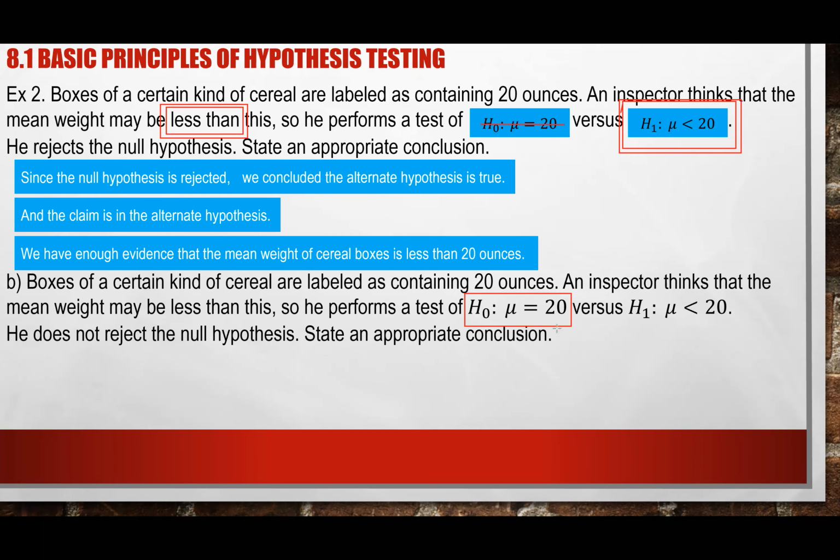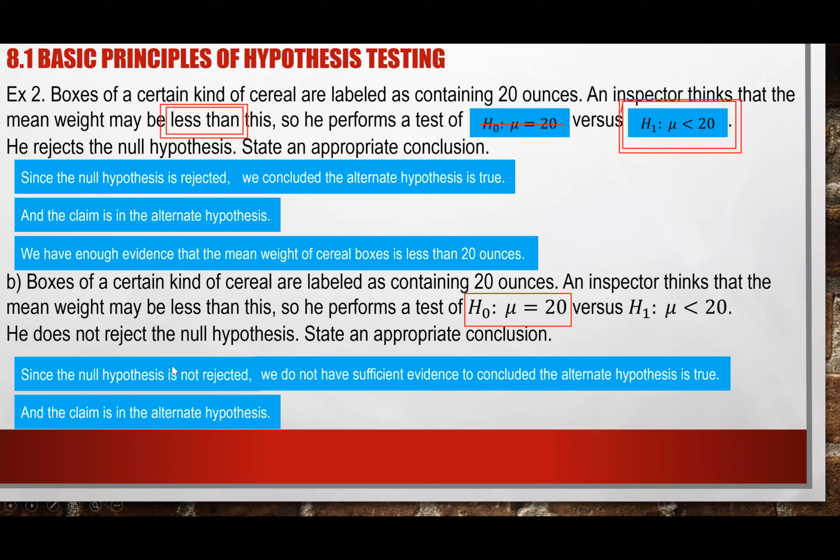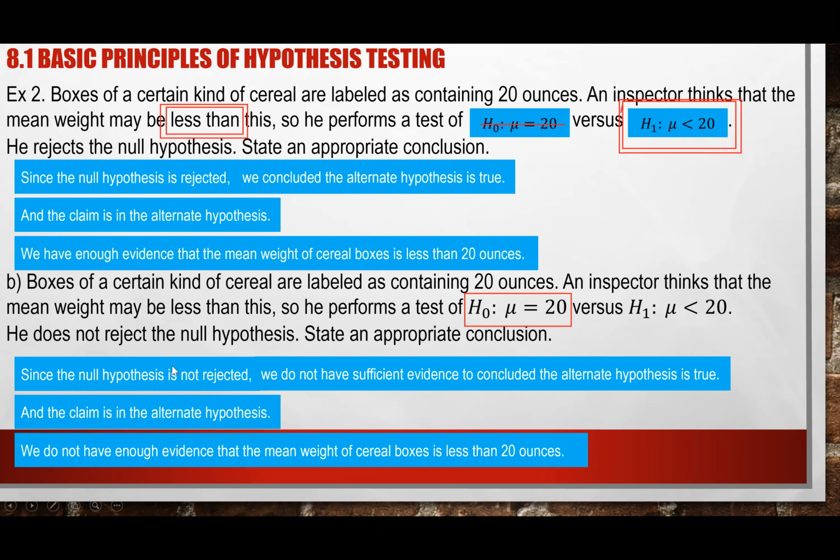We try to prove the falseness, right? So we try to prove that this thing is false. We did not do any test to prove this thing is true, so we cannot accept this thing here. The only thing is, if you cannot throw it away, which is you do not reject them, then all you're saying is we do not have enough evidence that the mean weight of the zero rock is less than 20 ounces.